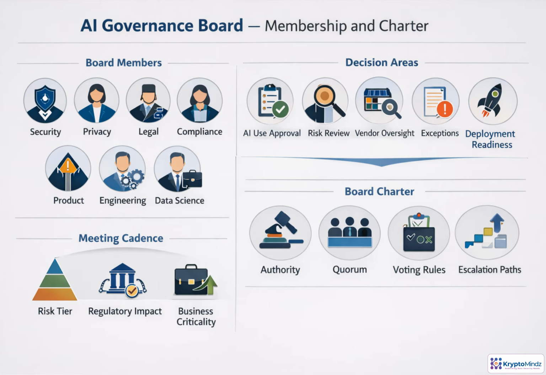An AI governance board is where accountability becomes practical. It brings security, privacy, legal, compliance, risk, product, engineering, data science, and business leaders into one decision forum. Its charter is the source of truth: who can approve AI use, review risk, oversee vendors, grant exceptions, and confirm deployment readiness. The charter should also define cadence, authority, quorum, voting rules, documentation, and escalation paths, so decisions are consistent and defensible.